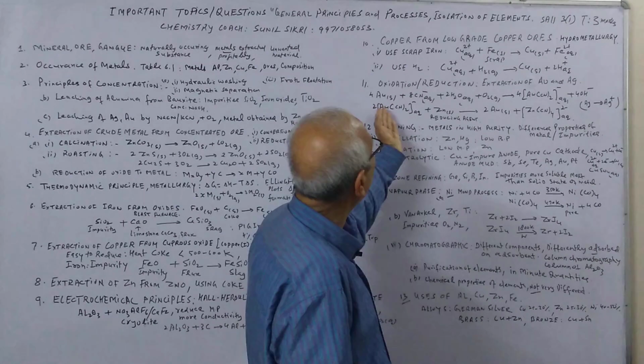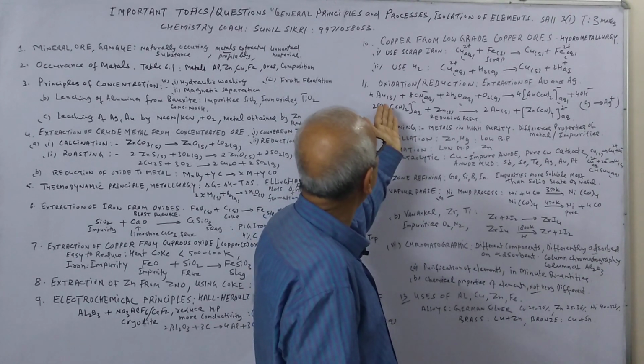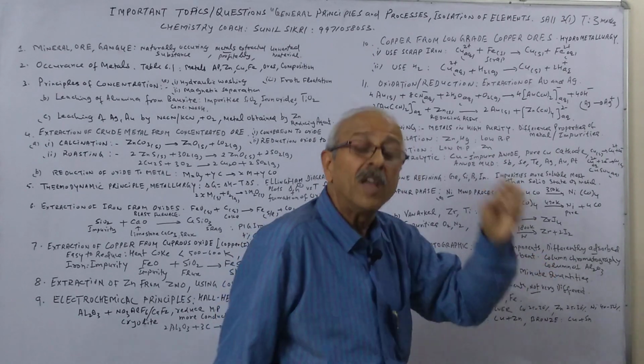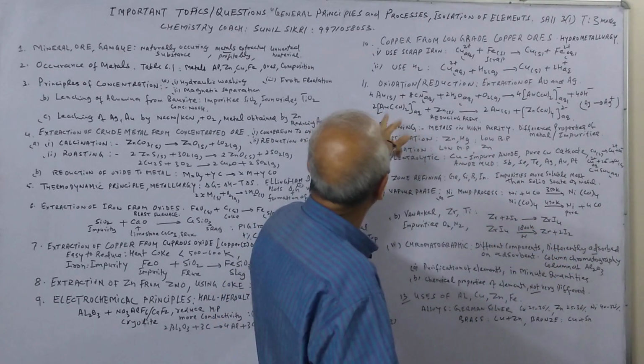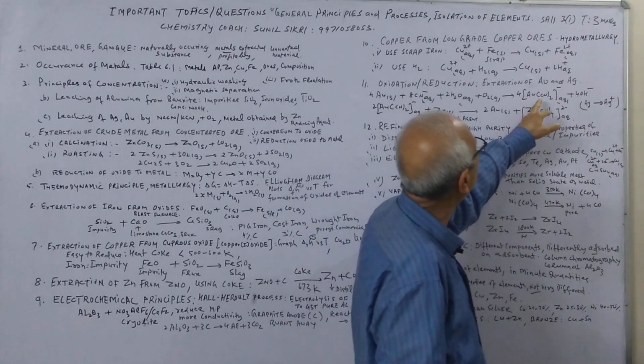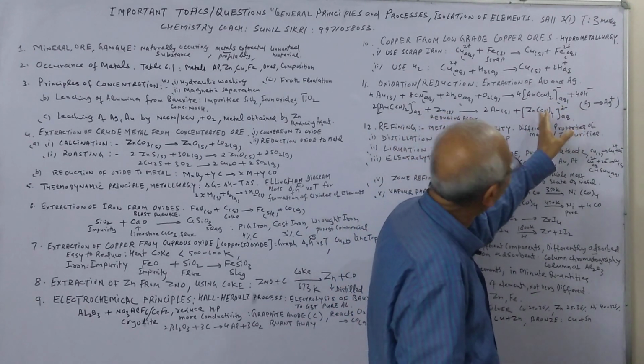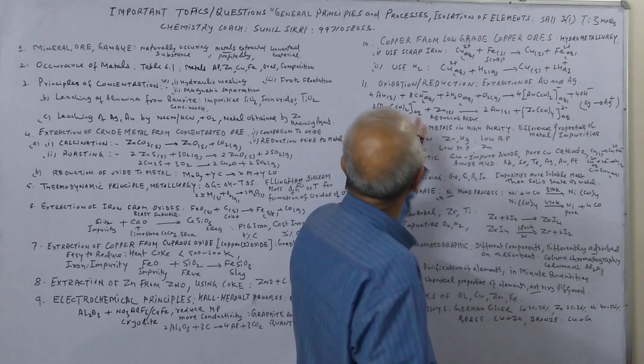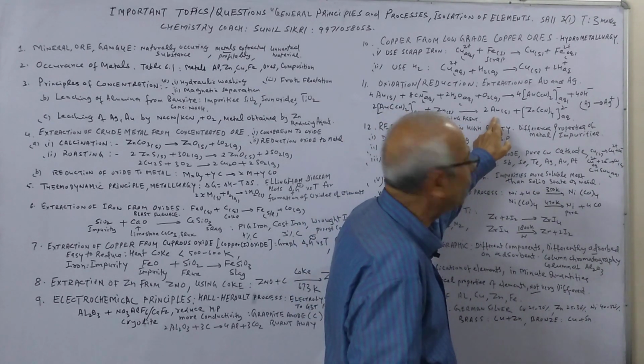Cyanide process. Cyanide is used in order to extract gold and silver. Here the reaction is a redox. Again I am repeating, gold is oxidized to Au+, silver is oxidized to Ag+. The complex which is formed is Au(CN)2 minus. Zinc is acting as a reducing agent. It is going to displace gold from the cyanide complex or silver from the cyanide complex.